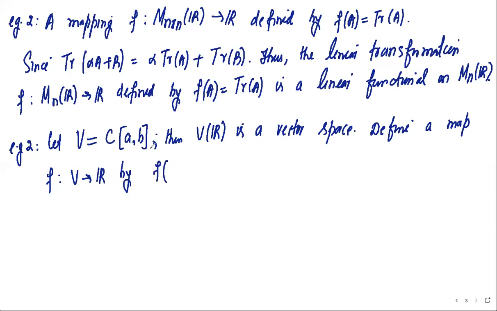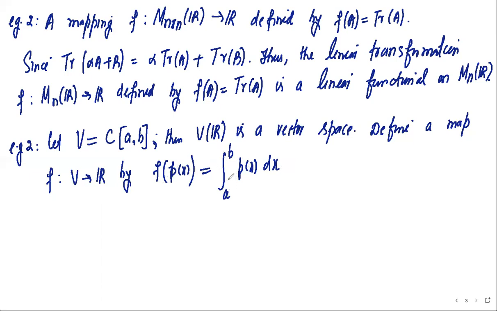f of some continuous function. Let us denote this continuous function by p of x. This is equal to the integral of p of x from a to b. So if p of x is any continuous function in the set of all continuous functions on the interval [a, b], then a map f defined from V into R by f of p of x equal to the integral from a to b of p of x dx.